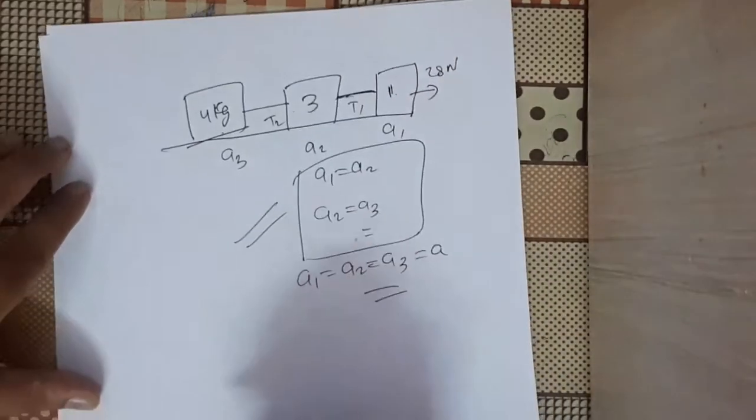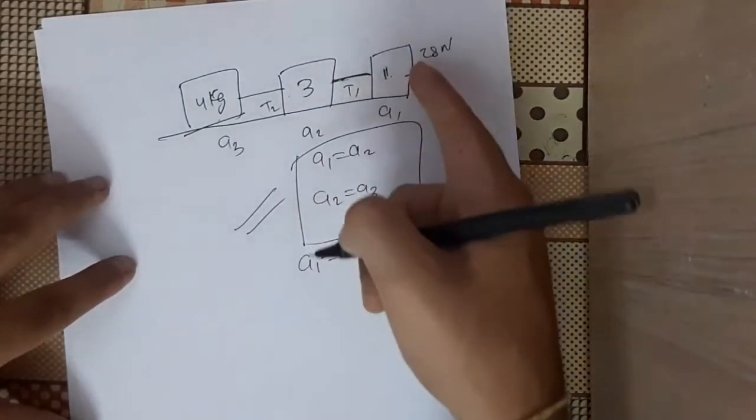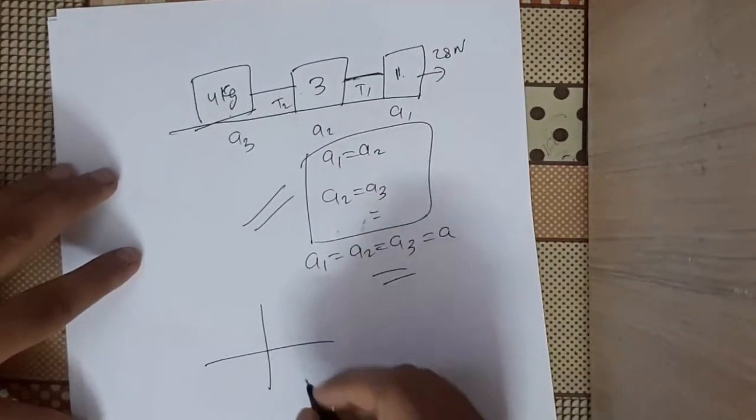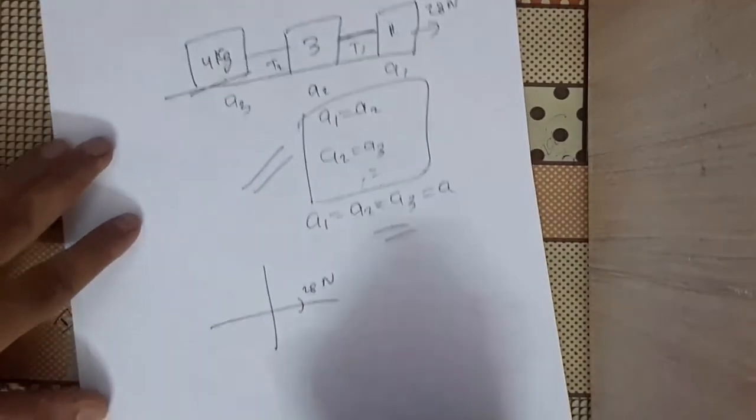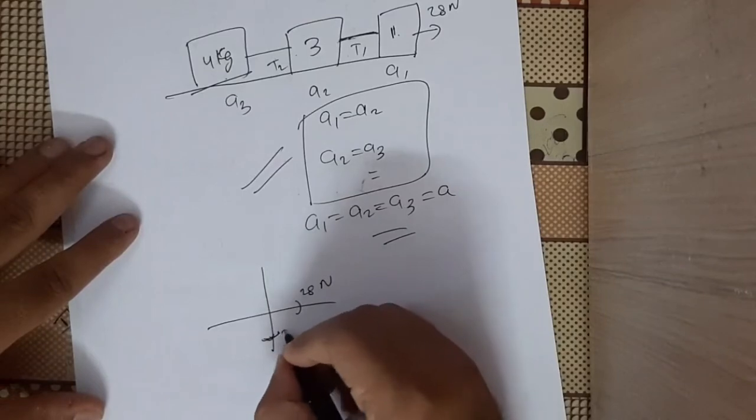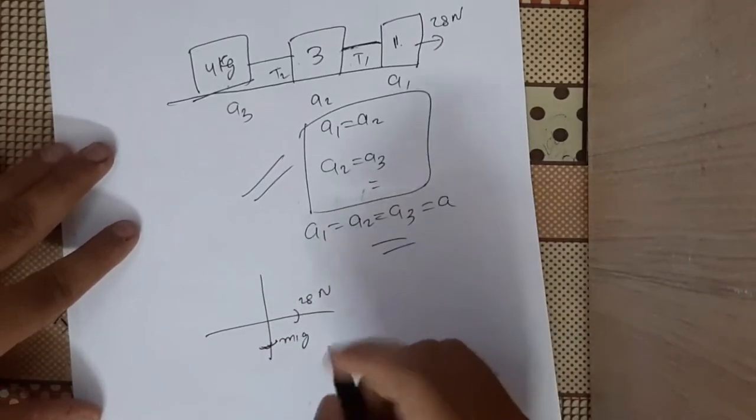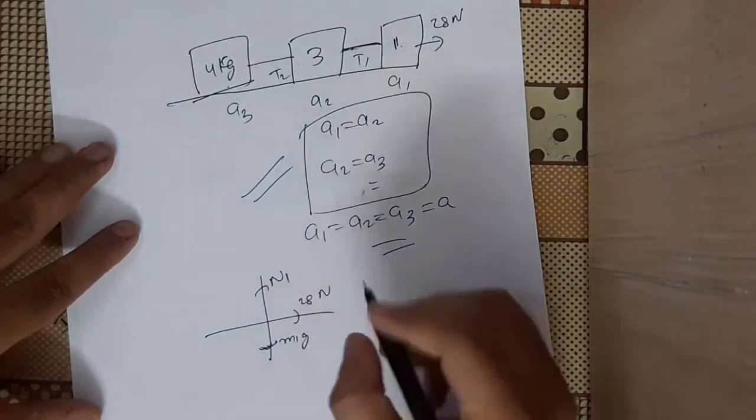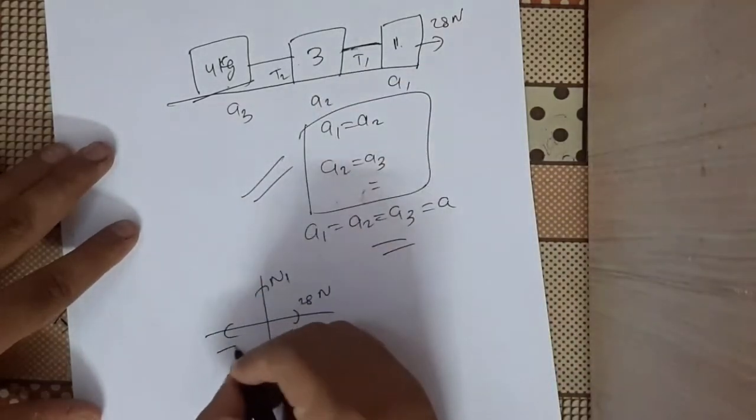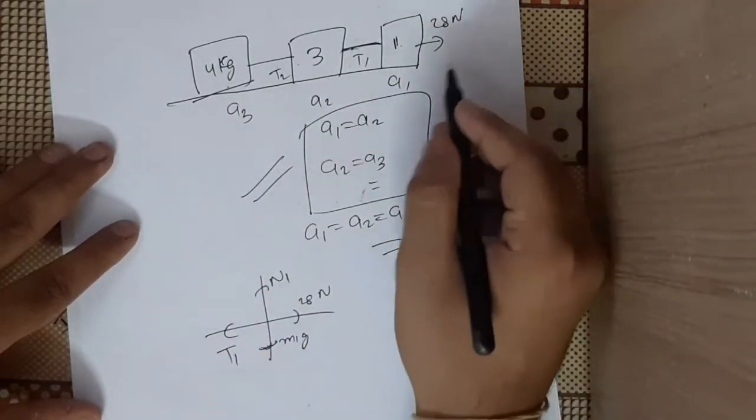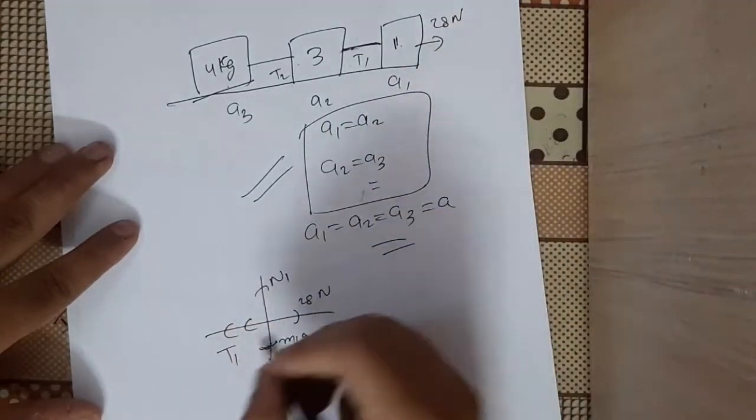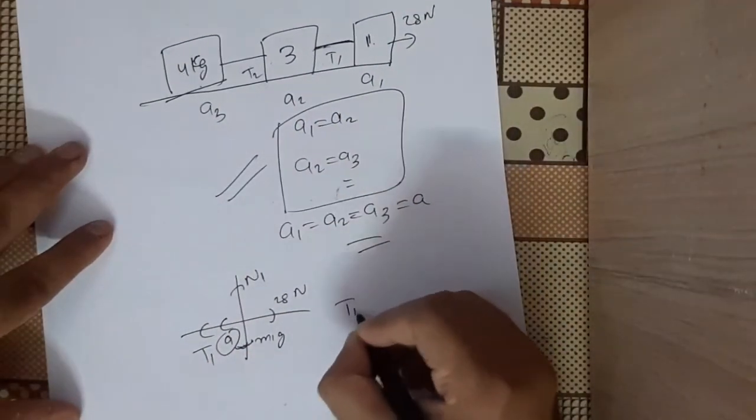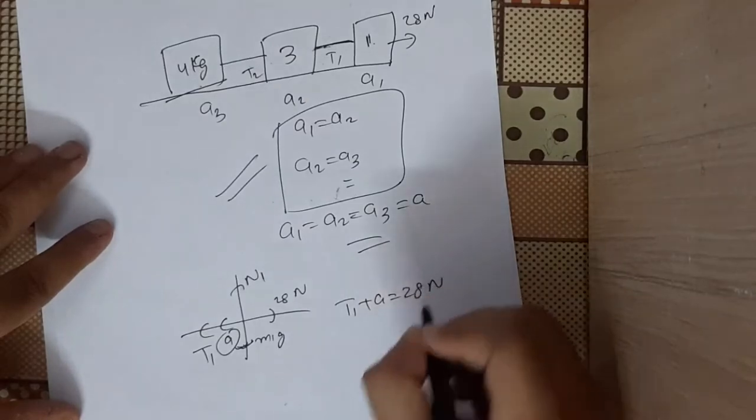Then you can simply draw the FBD. Let's say for this body M1. So what is happening? There is a 28 Newton force. Obviously there is some M1G, which even if you don't make it, doesn't make any difference. Then there is some normal from the ground, and there is some T1, and there is some acceleration in the forward direction. So we'll apply M1A. 1 into A will be A. So you will get T1 plus A equal to 28 Newton.